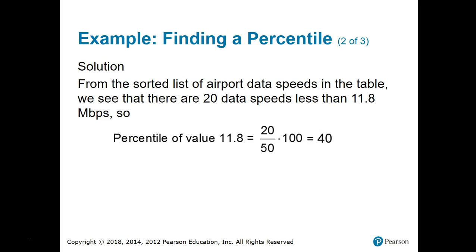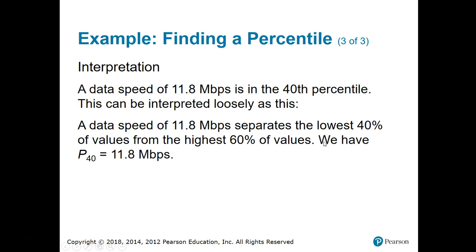The data says there are 20 values less than 11.8. So 11.8 equals 20 divided by 50 times 100, which is 40. So 11.8 is the 40th percentile. Interpreted loosely, the data value 11.8 separates the lowest 40 percent of the values from the highest 60 percent of the values.